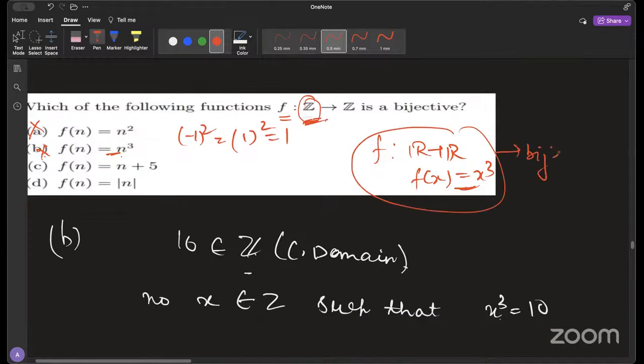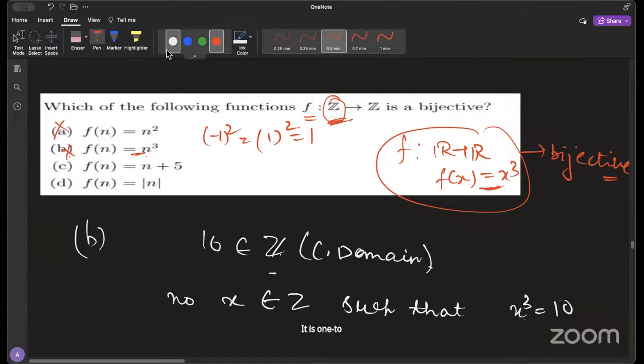But it is 1-to-1, right, ma'am? Yeah, it's 1-1 and onto both. X cube is 1-1 and onto both. Ma'am, this one which is given in the question, it is 1-to-1, right? Okay.